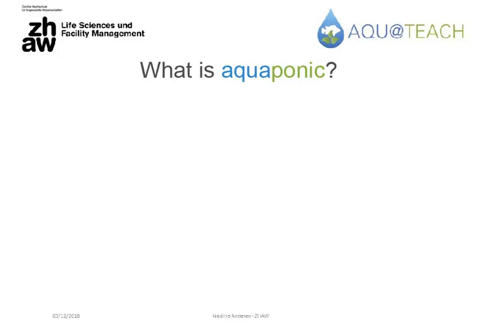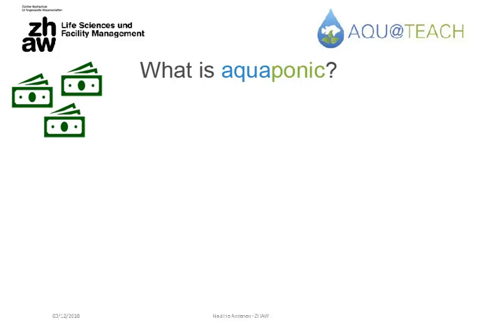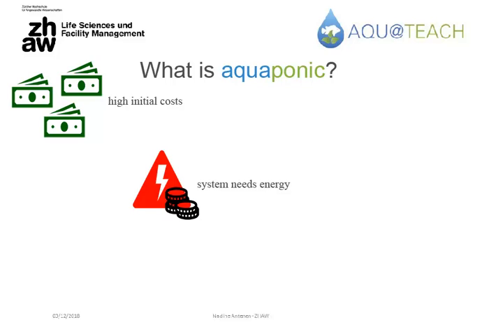Unfortunately, there are also some disadvantages. The initial cost of aquaponic systems is relatively high. To run an aquaponic system, electricity must be available, and the energy consumption causes additional costs. Technical equipment must be operated correctly and maintained regularly.